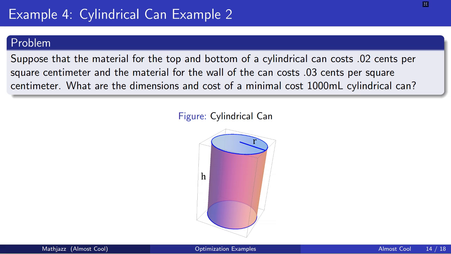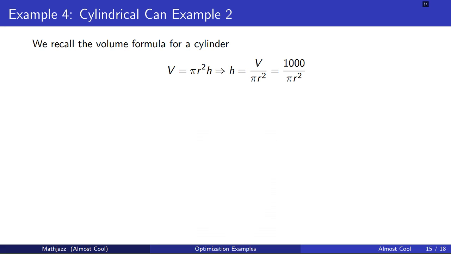Here's a diagram of a can with height h and radius r. We recall the formula for the volume of a cylinder. Volume equals pi r squared h, and plugging in 1000 for volume, for V, and solving for h gives us h equals 1000 over pi r squared.